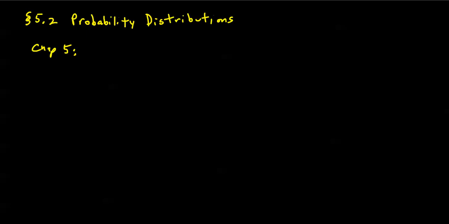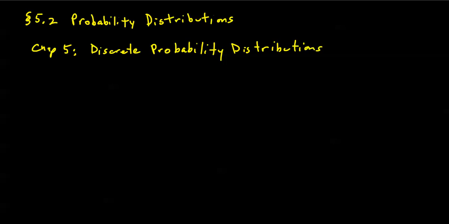Yeah, good morning. Today we're going to start talking about Chapter 5. The title of Chapter 5 is Discrete Probability Distributions. And the title of Section 5.2, which is of course the first section of Chapter 5, is entitled Probability Distributions.